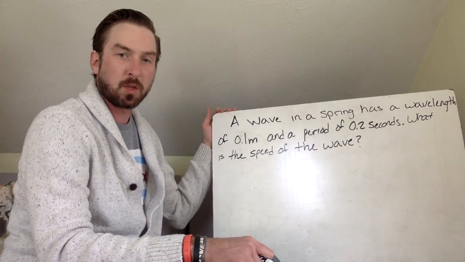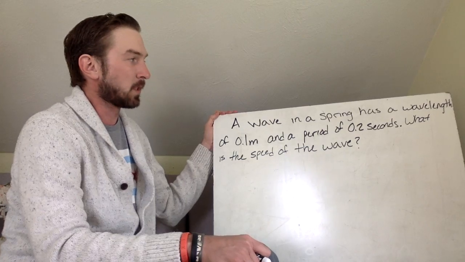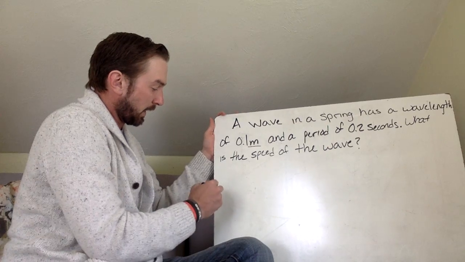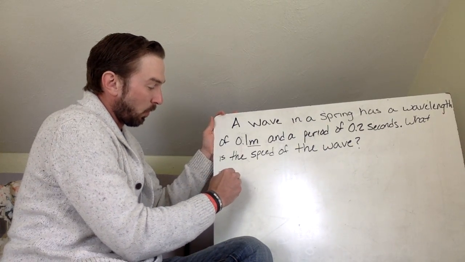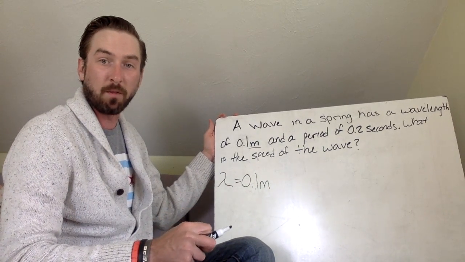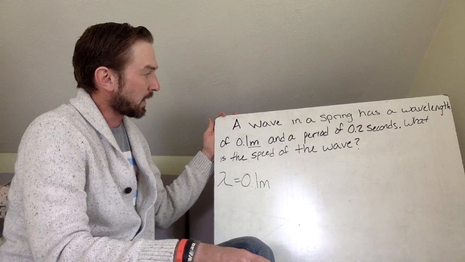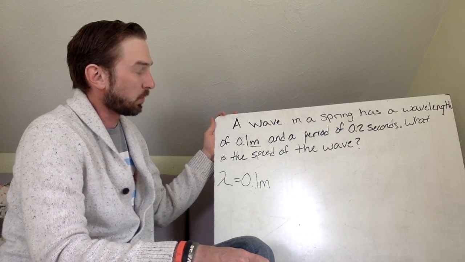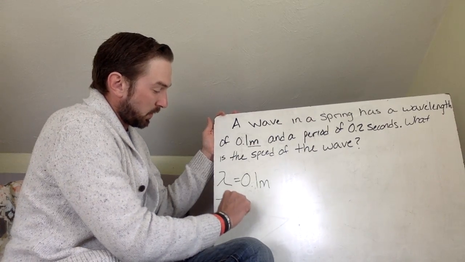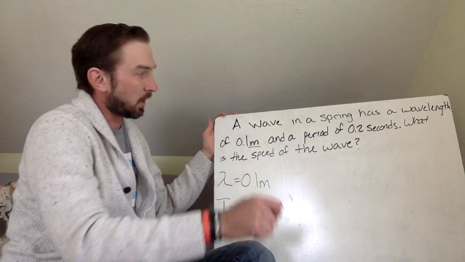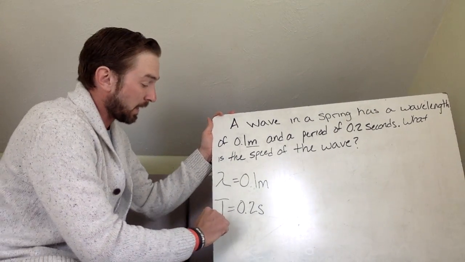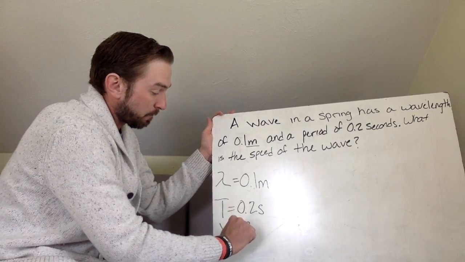So the first problem is on slide 24 in the PowerPoint. It says that a wave in a spring has a wavelength of 0.1 meters. Now this unit, meters, is going to be the unit for the wavelength, so I'm going to assign that to lambda, the variable of wavelength. The question then says, in a period of 0.2 seconds. Now, period is the variable T, and so we have 0.2 seconds. It goes on to ask, what is the speed of this wave? So we are solving for v.